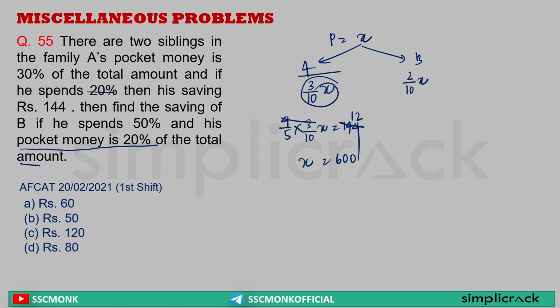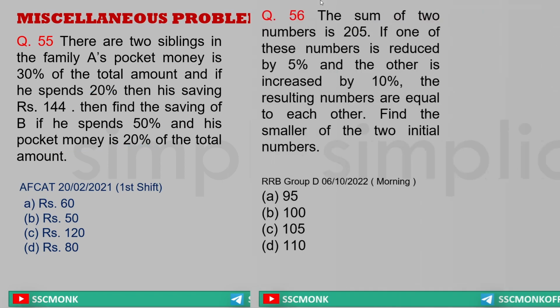Yes or no? Yes. That means total pocket money is equal to what? 600. Now, in case of B, B spends 50% of this. Now B receives how much? Sir, B receives 2 by 10 into 600. 0 0 crossed out. 2 6s are 120. Out of 120, B spends 50%. So 60 is gone. So how much is B saving? Sir, B is saving only 60 rupees. That's all. Very basic. Next.